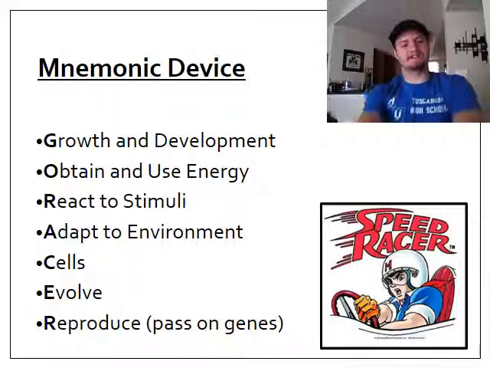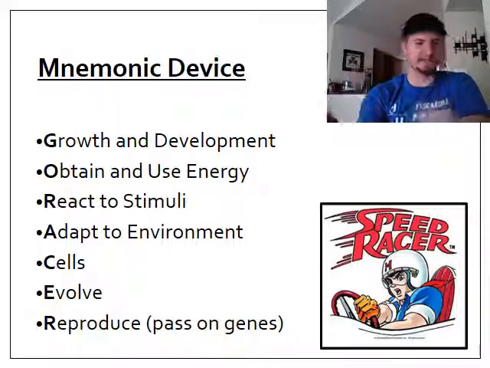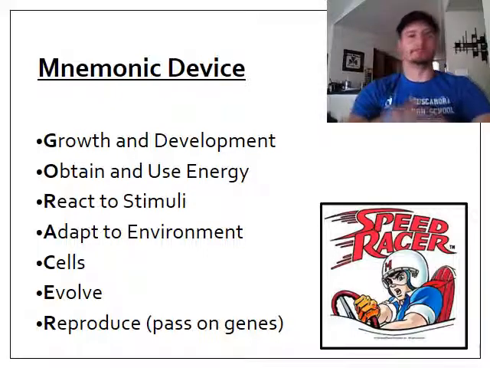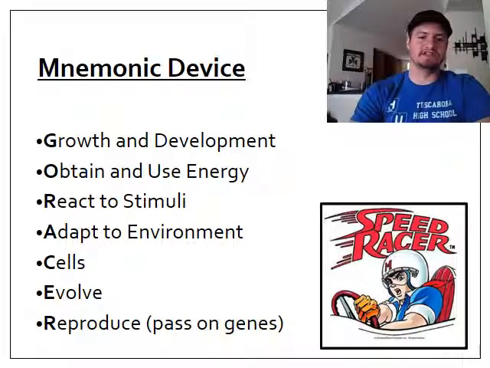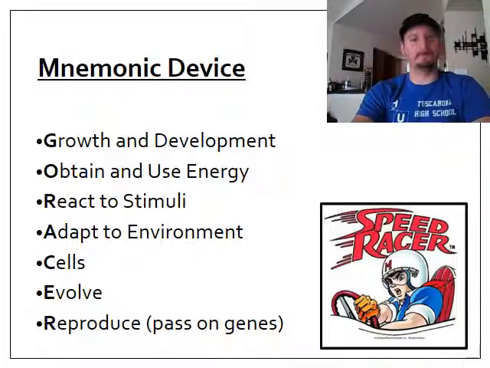Now, the last thing we're going to talk about today is another mnemonic device to help you remember the characteristics of living organisms. The mnemonic device for today is called Go Racer. For example, the G stands for growth and development. The O is obtain and use energy. R, react to stimuli, so reacting to the environment.